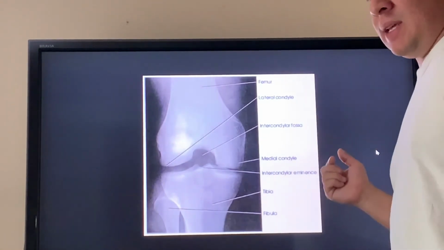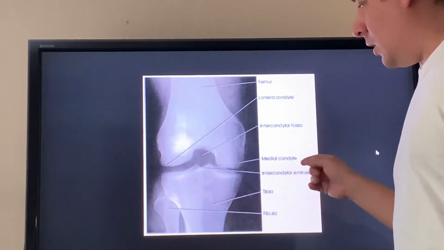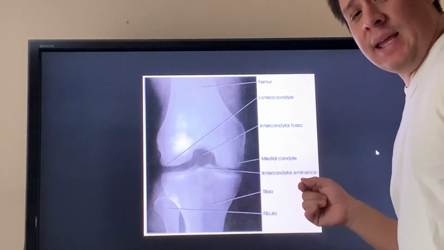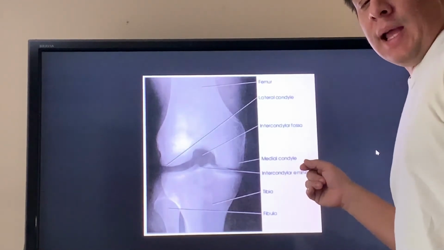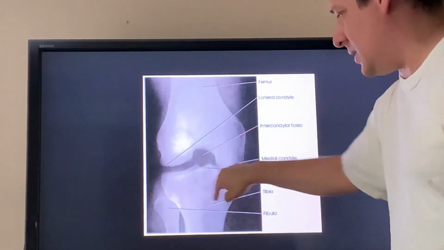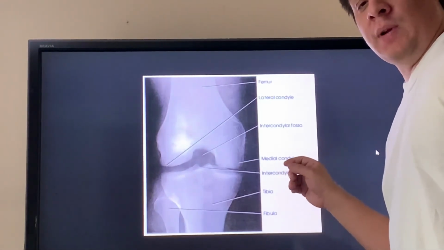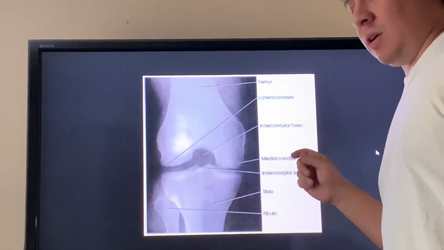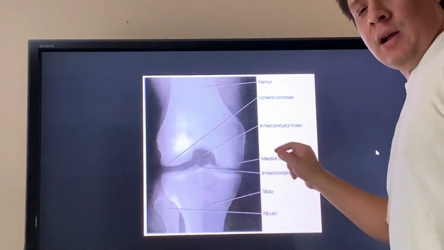Now, the criteria for this projection is we're going to see an open intercondylar fossa, so this section right here. We're also going to be looking at the posterior inferior surface of the femoral condyles. And again, we're going to be looking at an open knee joint and an open intercondylar fossa, which is pretty much this section right here. There will be no superimposition of the apex of the patella over the intercondylar fossa. So there's nothing in the way right here where the patella would be.